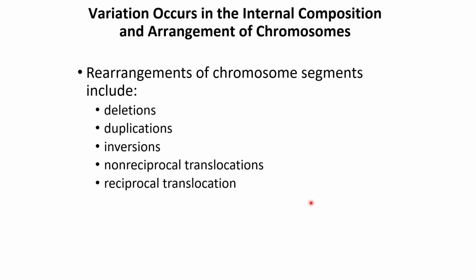Other variations that can occur, besides just additions: we can have rearrangements of our chromosome segments. The 4 types are deletions, duplications, inversions, and translocations. Two of these result in either a loss or a gain, and that's deletions and duplications. With inversions and translocations, we don't lose any genes and we don't gain any genes, but we're changing the order of those genes on the chromosome.